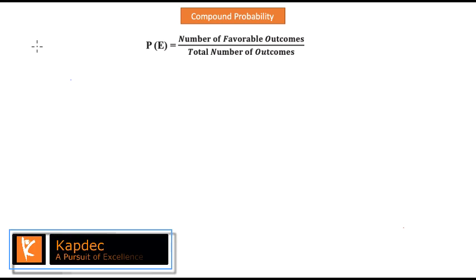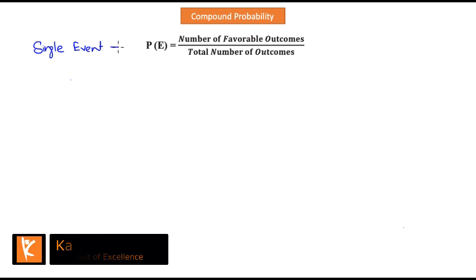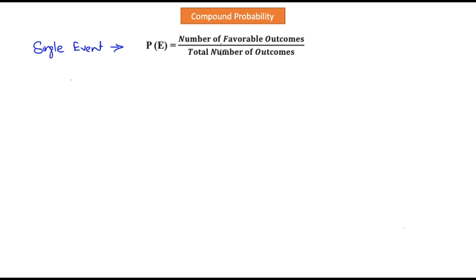Continuing our discussion on the concepts of probability, we said that when there is a single event happening and we wanted to calculate the probability of that event, then we simply count the number of favorable outcomes and we divide that by the total number of outcomes, and that gives us our desired probability.